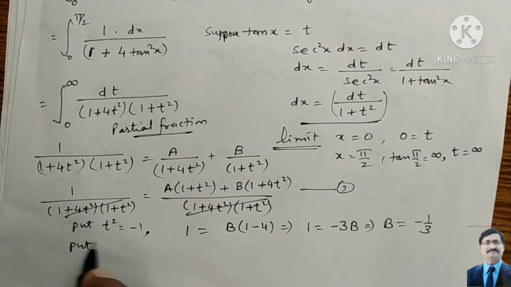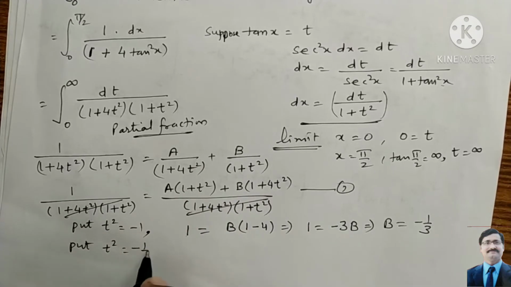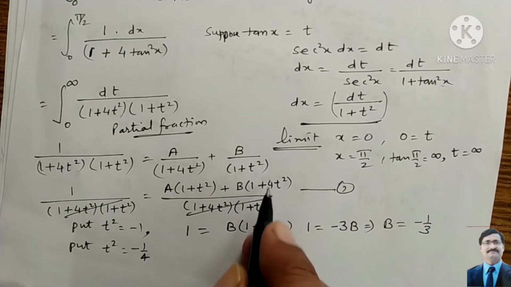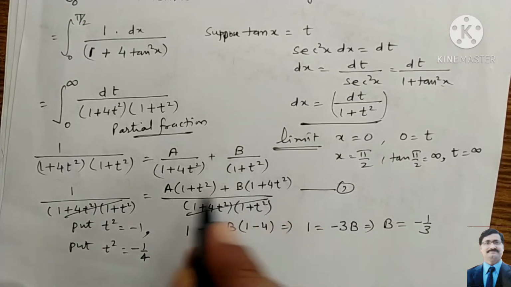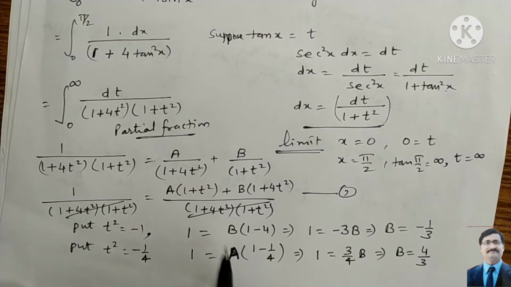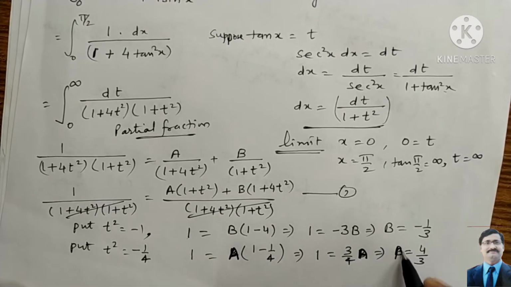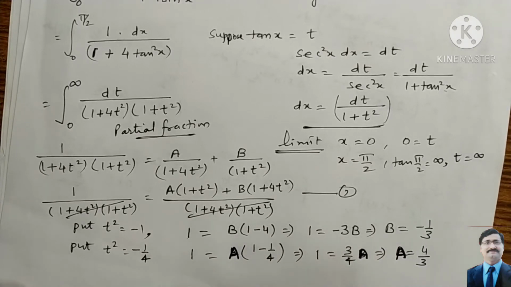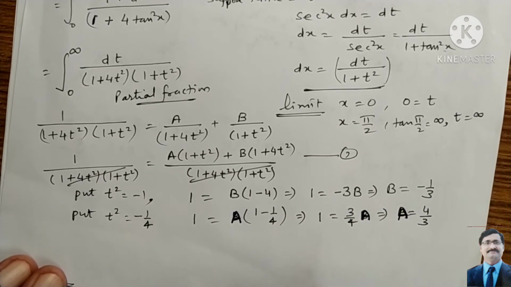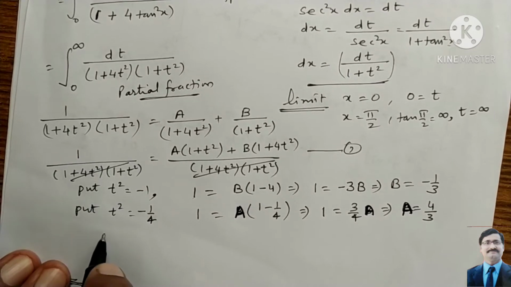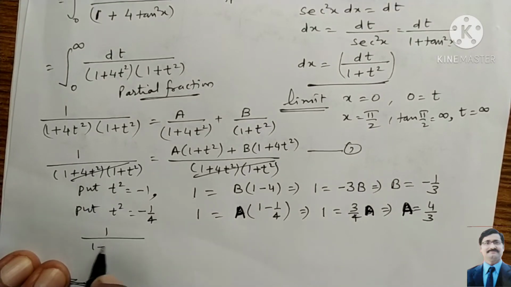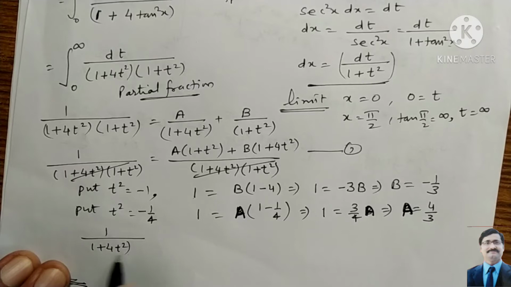Same as it is, we can put here t square equal to minus 1 upon 4. This portion will be 0, and we get here 1 equal to a times 1 minus 1 upon 4, and this 1 equal to 3 by 4 into a, so a equal to 4 by 3. And these values we will put here, so we will get 1 upon 1 plus 4t square and 1 plus t square.